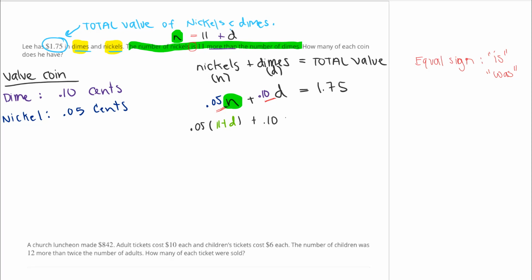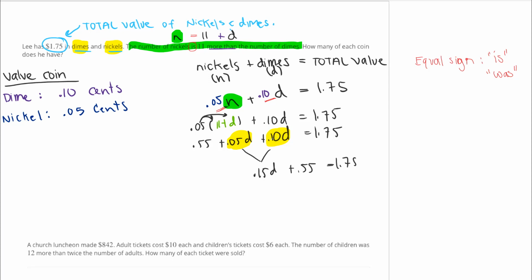And I still have a 0.10d is equal to 175. So now when I distribute, I would get 0.55 plus 0.05d plus 0.10d is equal to 175. So if I were to go ahead and add those two values together, I would get 0.15d, and we still have that 0.55 is equal to 175.